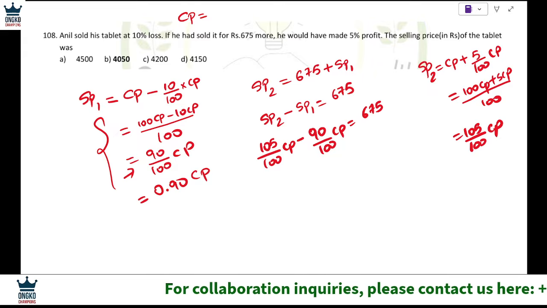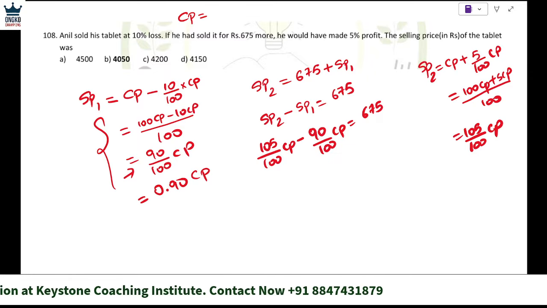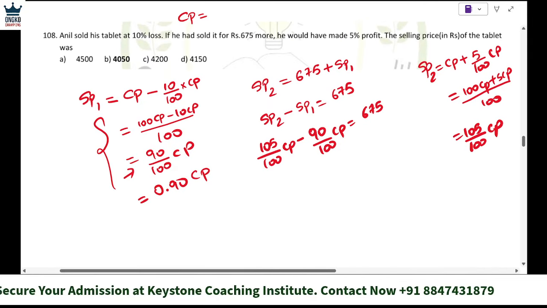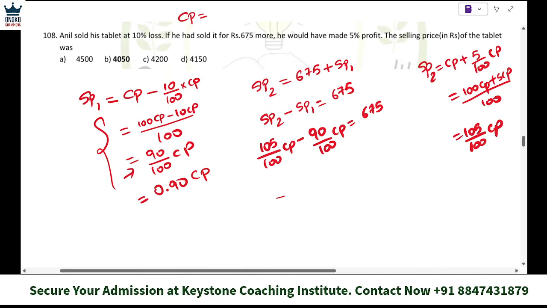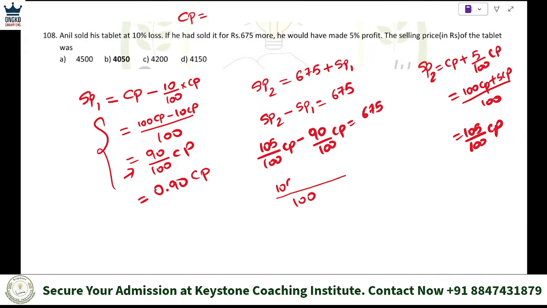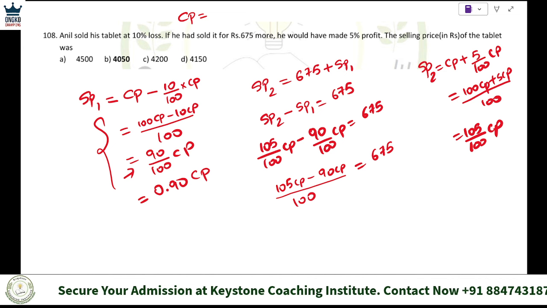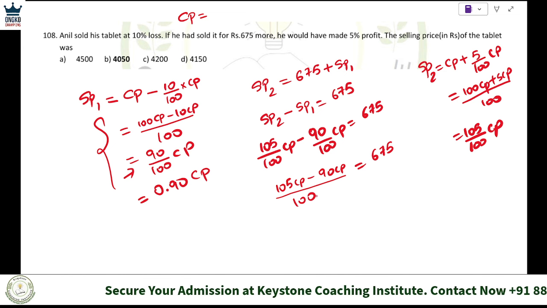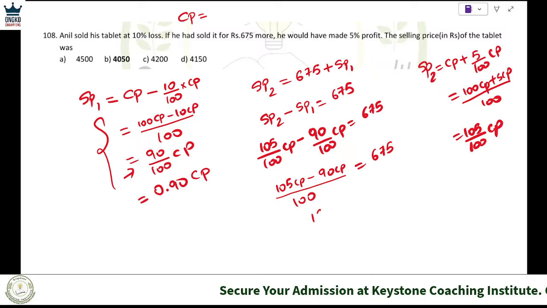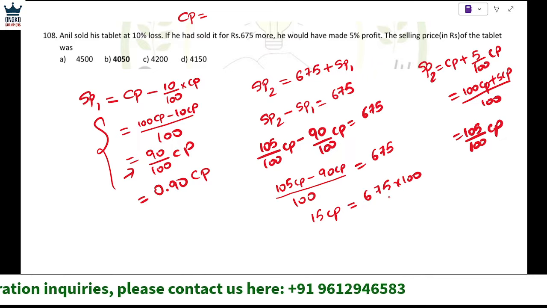So let's find the cost price. The LCM is 100, okay? Then 105 cost price minus 90 cost price is equal to 675. Subtracting, this will give us what? 105 minus 90 will give us 15 cost price is equal to 675 into 100 will be here.